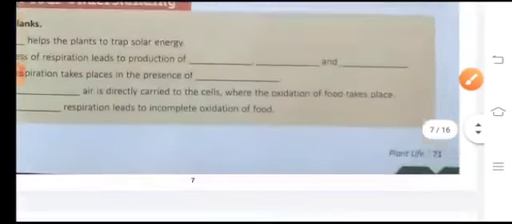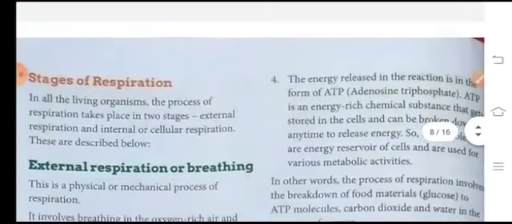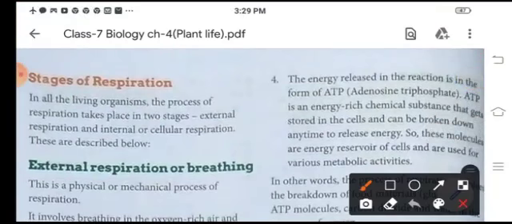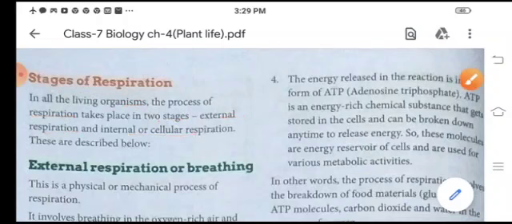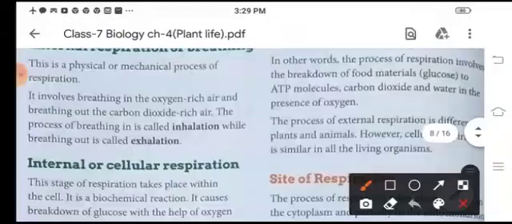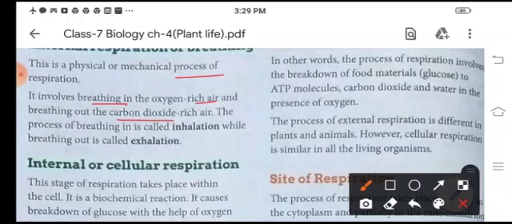Okay. So let's come to the stages of respiration. Children, in all living organisms, the process of respiration takes place in two stages: external respiration, and internal or cellular respiration. So what is external respiration, or breathing? It is a physical process. It involves breathing in oxygen rich air and breathing out carbon dioxide rich air. The process of breathing in oxygen rich air is known as inhalation, whereas the breathing out of carbon dioxide rich air is known as exhalation.